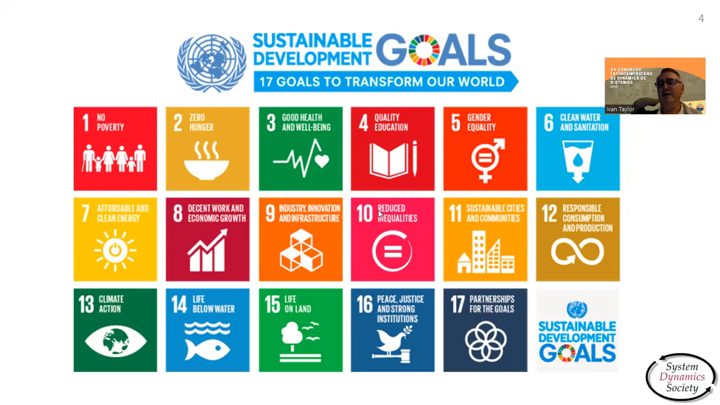10 is reduced inequalities. 11 is sustainable cities and communities. 12 is responsible consumption and production. 13 is climate action. 14 is life below water. 15 is life on land. 16 is peace, justice, and strong institutions. And 17 is partnership for the goals. And you can see that this covers most of the areas of sustainable development that are of interest to countries all over the world.